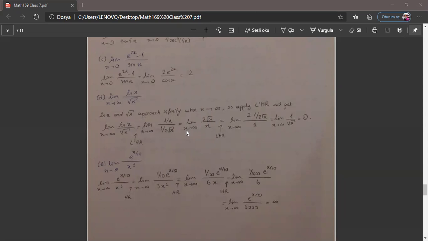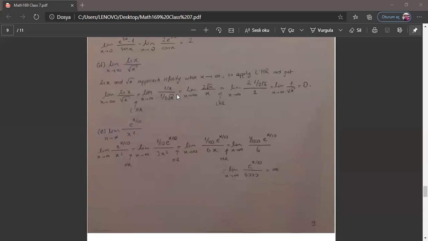If you plug in x, not x equals infinity, but if x is approaching infinity, you get infinity and infinity in the numerator and denominator. So you can again apply the rule, and we take both derivatives, so we get this one. Then it gives you 1 over square root of x. When x is approaching infinity, you get 0. You can apply the rule as many times as you want, but you need to have both infinity or both zeros.